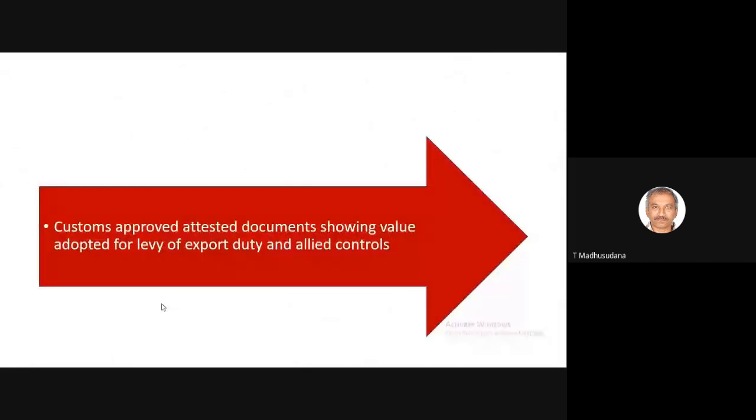Next, customs approved attested documents showing value adopted for levy of export duty and allied controls. While booking the goods with the shipping company or at the shipyard, whatever attested documents we produce, all those documents are useful in assessing the value of the goods in exports as well as in imports. So that's another document useful for deciding the assessable value of the goods.